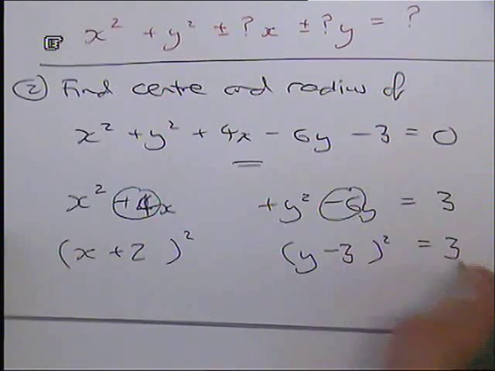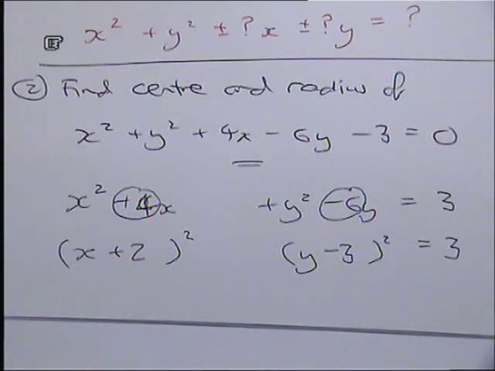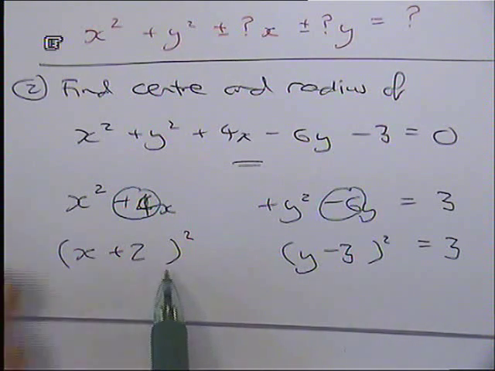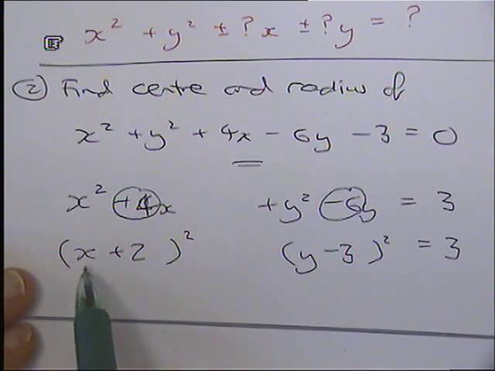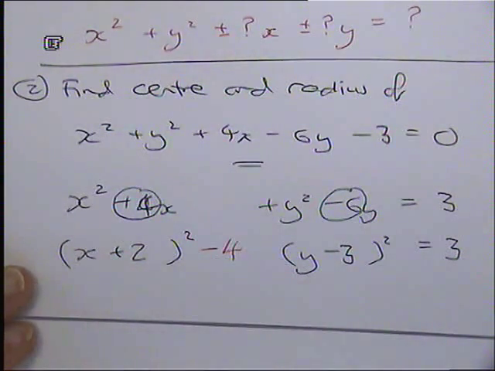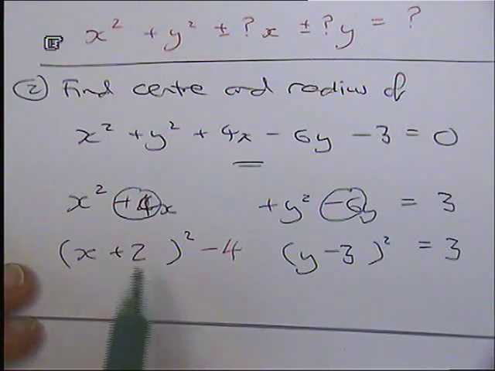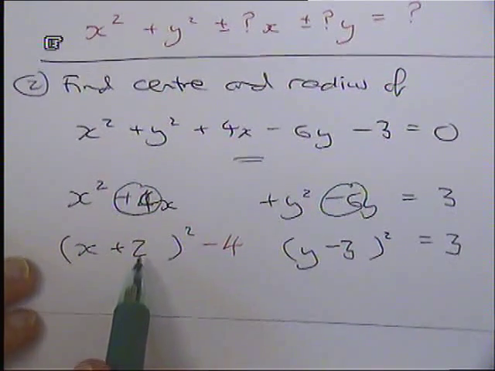And that will be equal to 3. But what I have done in here is I've introduced extra bits. Because if I multiplied this bracket out, what have I introduced here? If you multiply that out, you get x squared plus 4x plus 4. So actually, I need to subtract 4 from there to make it true. That is basically that squared, the last bit there squared.